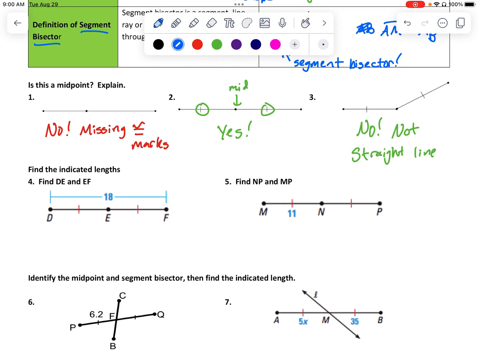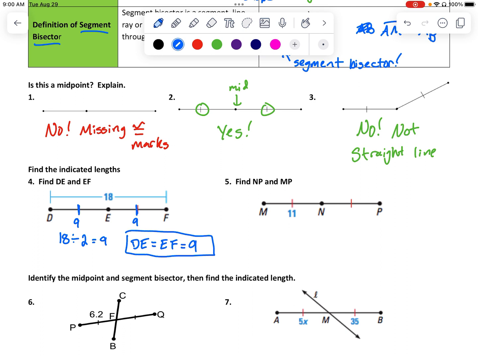So putting this into action, this one says find D, DE, and EF. So they told us the whole length is 18. So if it's being split into two congruent segments, it's being split in half. So if I wanted to divide a number in half, I would do 18 divided by 2, and that would split into two equal parts. So I would know this piece and this piece both equal 9. So I'm just going to say DE equals EF, which equals 9.